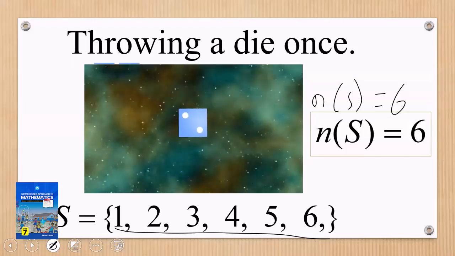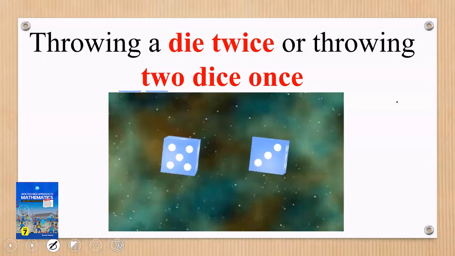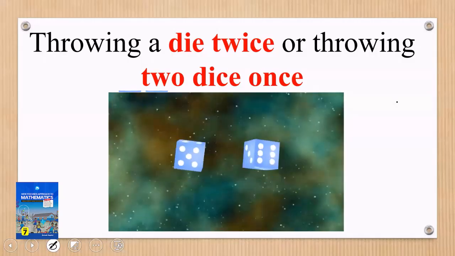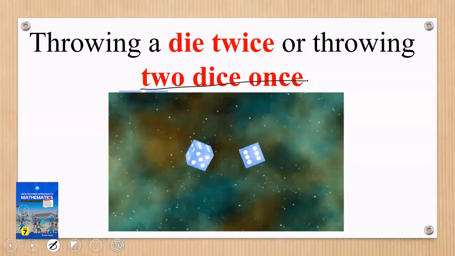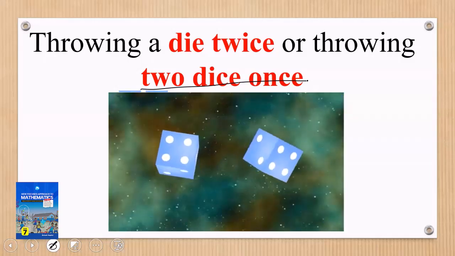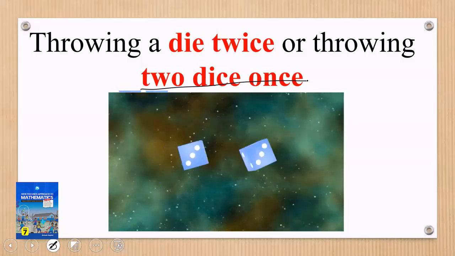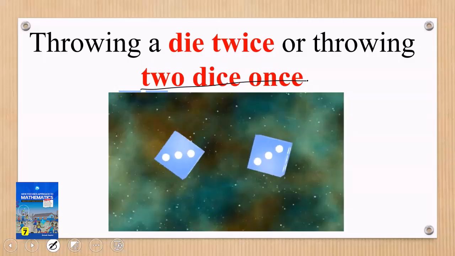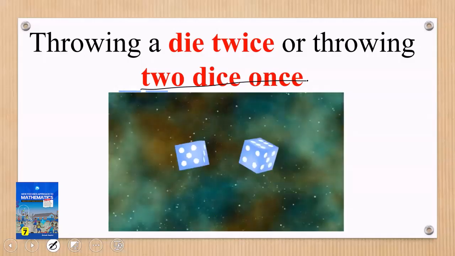Then what if I give you 2 dice to throw once? What would be the outcome? For example, here we say throwing a die twice, or throwing 2 dice once. So I have die A and die B. If I throw them once, either both will appear as 4-4, or both as maybe 3-3, or one will come as 3, the other one as maybe 2. It depends. They can come in different formats, like one coming 5, the other one coming 4. So can we generalize all of them?